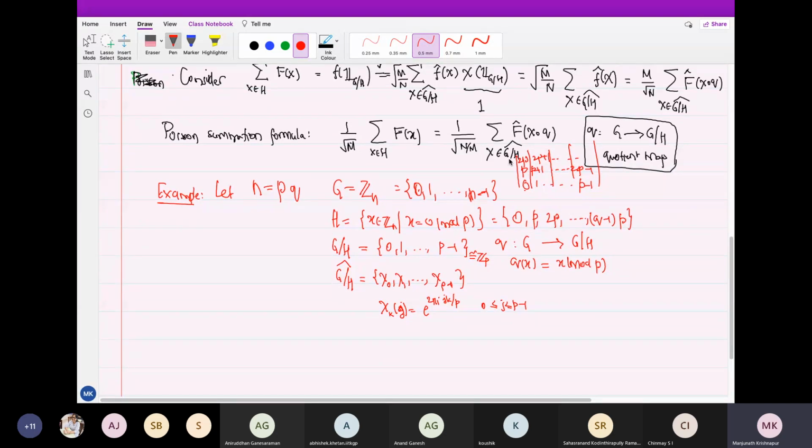So what is the Fourier expansion telling us? If f is a function from Zn to complex numbers, and we sum it over H, what is the size of H? H is of size q. So n is now small n, m is the size of H, which is q. So 1 by root q times the sum of f of the multiples k times p.